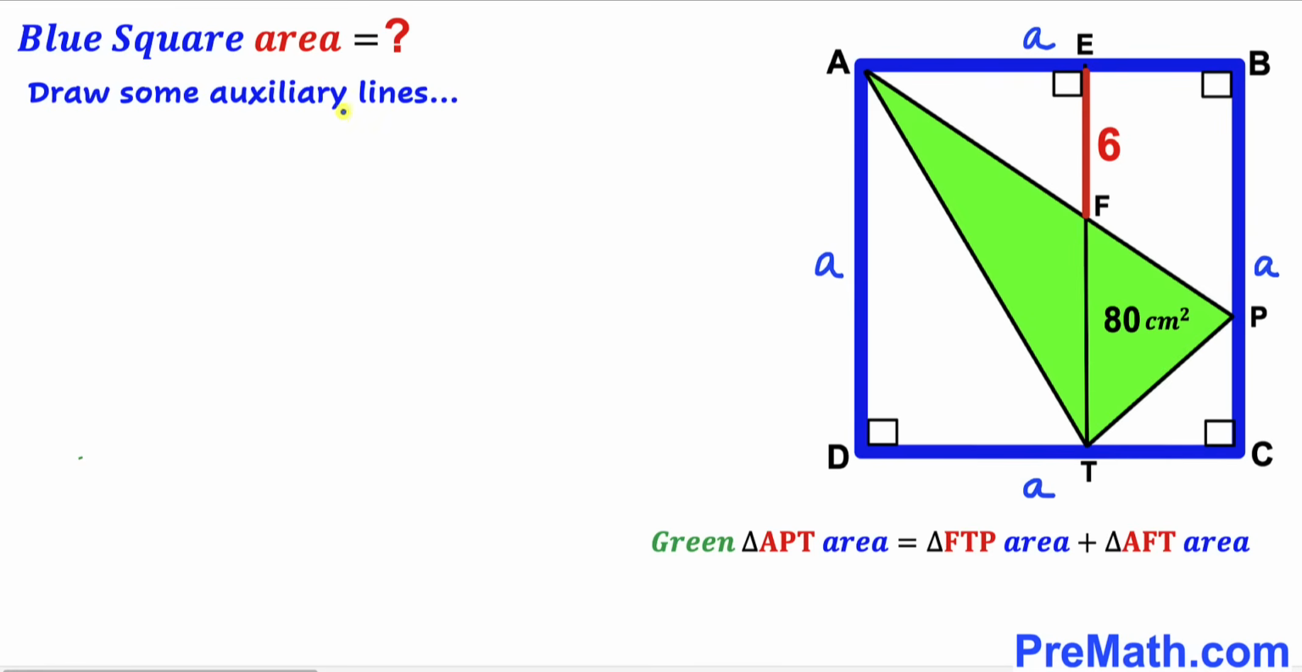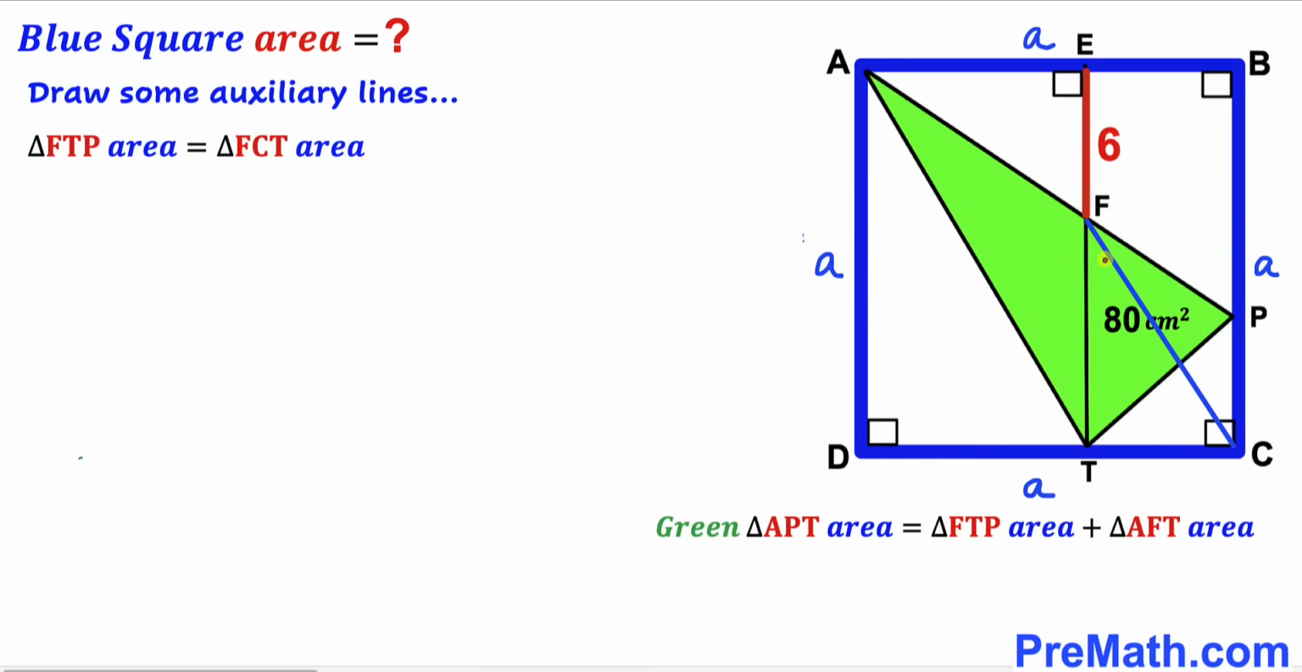And now we are going to draw some auxiliary lines to make our job simple. Therefore I'm going to connect this point F with this vertex C, as you can see in this next step. And now let's focus on this triangle FTP, and the other triangle FCT. We can see the area of the triangle FTP is going to be equal to the area of the triangle FCT, since both of these triangles have the same base and they have the same height as well.